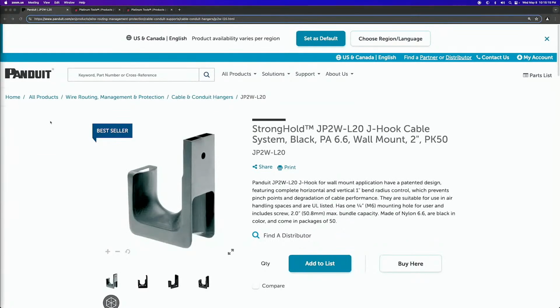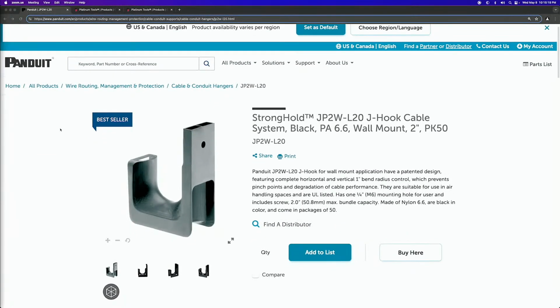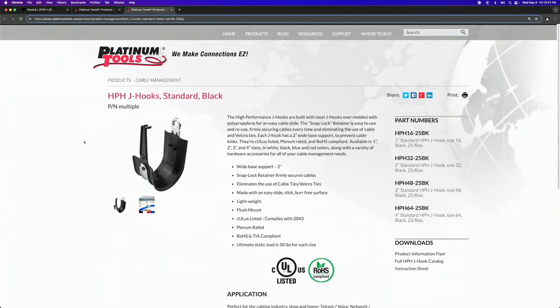There are J hooks that are manufactured specifically for low voltage cabling or network cabling or Ethernet cabling. There are companies like Panduit that specialize in this, and they have J hooks that have rounded edges. They're made out of a softer material like plastic, and they have rounded edges so as to avoid damage to the cabling. Other companies that do this are Platinum Tools, and they have J hooks with a curved plastic cowling on the actual metal hook, so that again you're protecting the cabling, and you can rest a lot of weight in them without fear of damaging the wires.